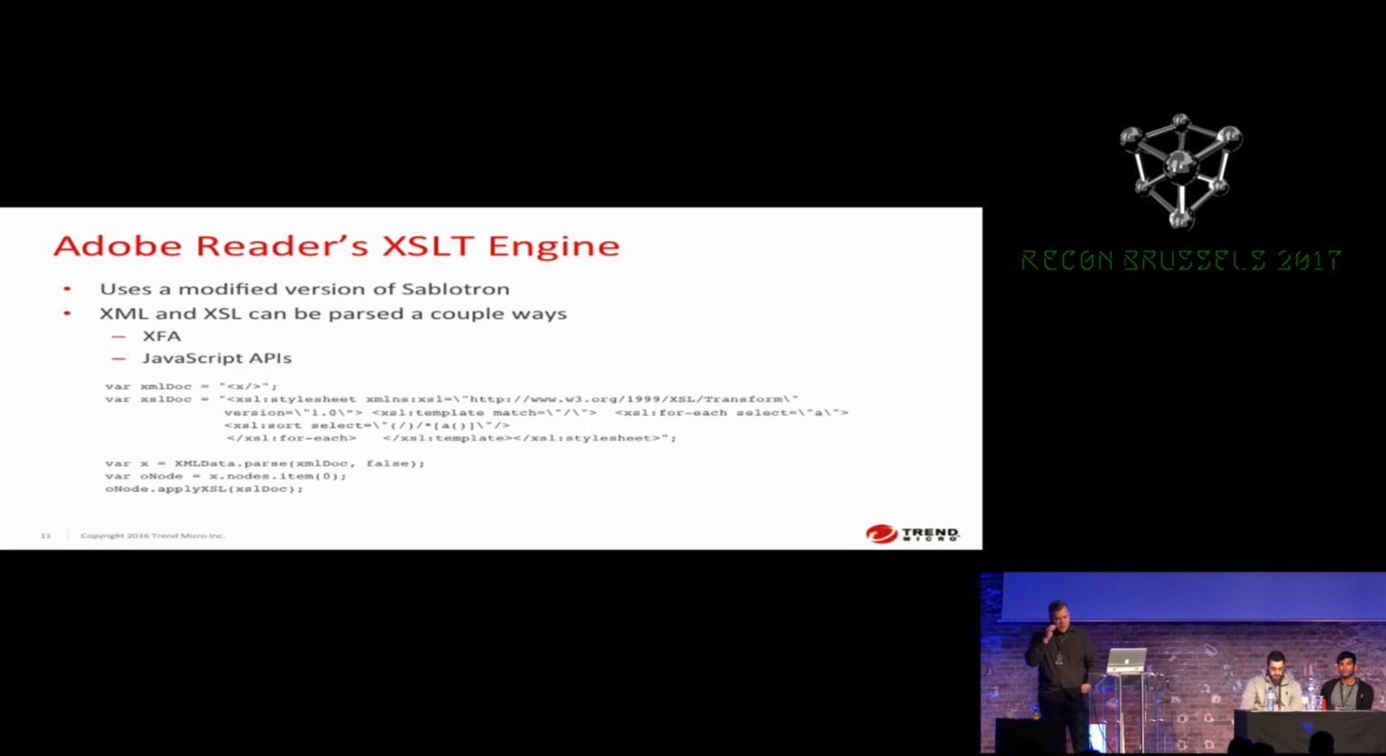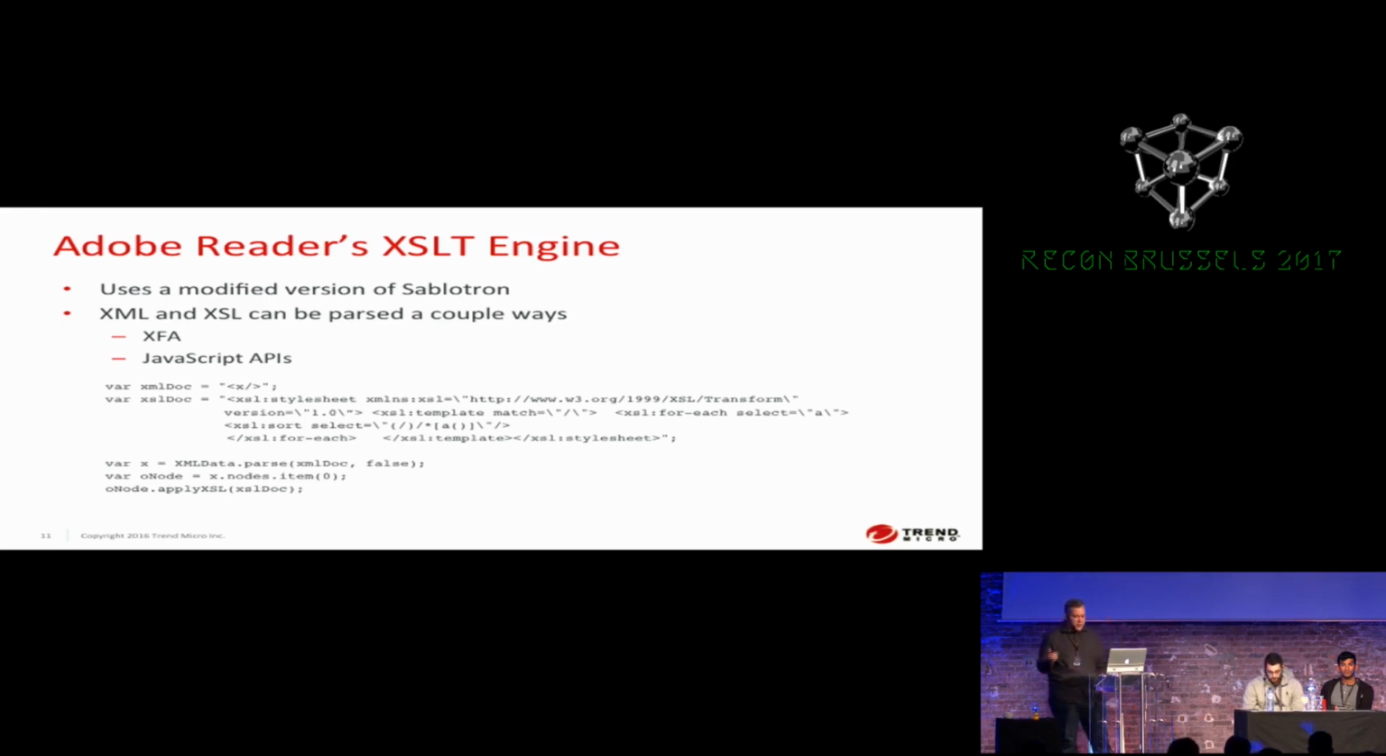So if we look at exactly how you would call the underlying XSLT engine in Adobe Reader, you have many ways to do that. One is XFA, and the more common way that we're seeing is people using JavaScript APIs to trigger that underlying engine. In the first variable is the XML document that we're going to transform. The next variable is the XSL document, the transform itself. This will trigger the underlying code that we can use to trigger vulnerabilities in the XSLT engine.